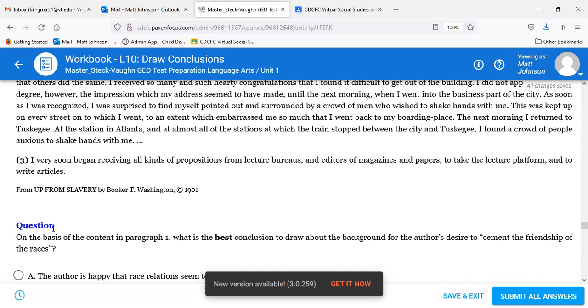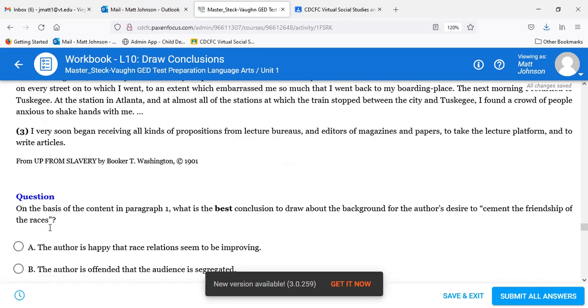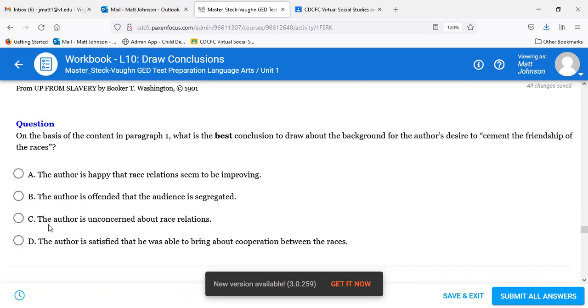All right, so on the basis of the content in paragraph 1, what is the best conclusion to draw about the background for the author's desire to cement the friendship of the races? A, the author is happy that race relations seem to be improving. B, the author is offended that the audience is segregated. C, the author is unconcerned about race relations. Or D, the author is satisfied that he was able to bring about cooperation between the races.